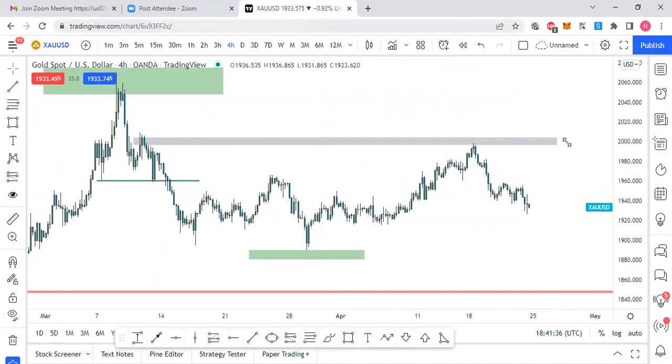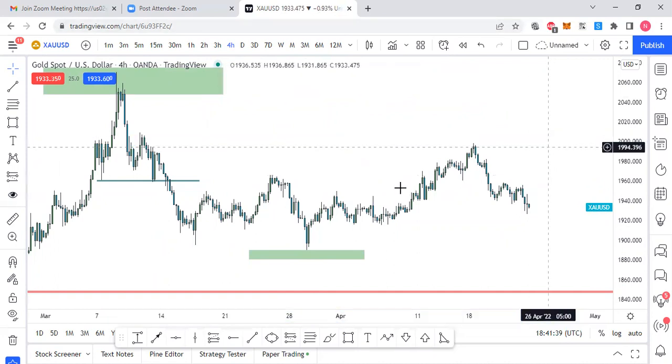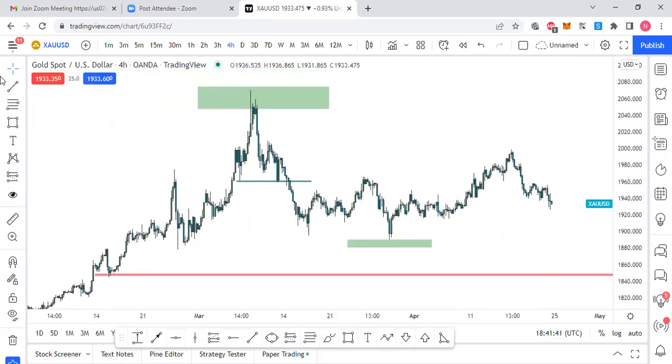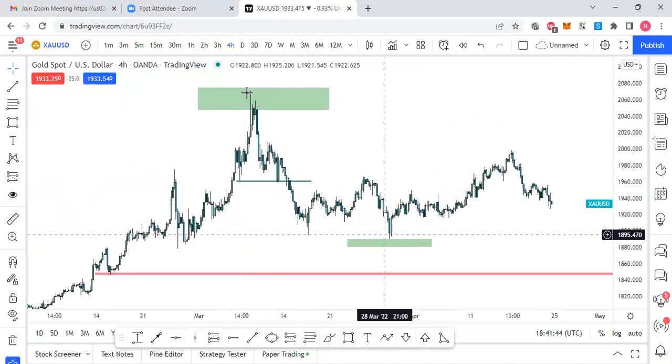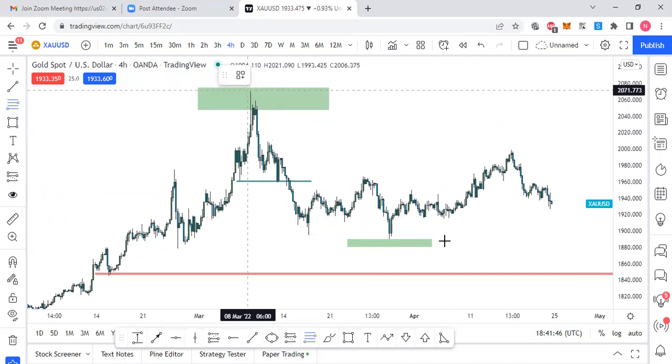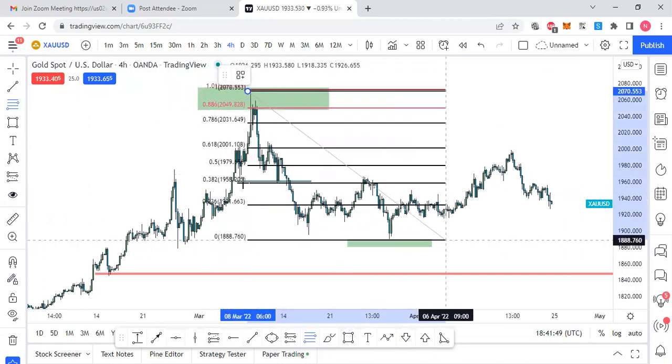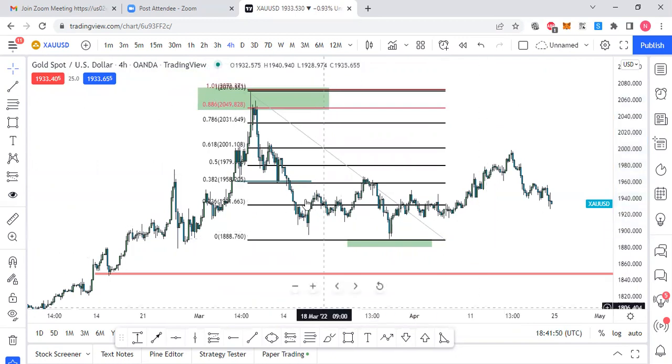So let me just show you how I get this area again. This is my high. This is my low. That's my high. That is my low. Now, can you see this area where it broke? That area. Let me take out this.